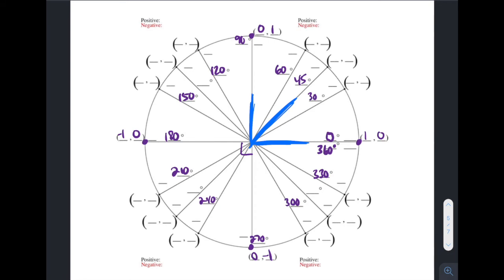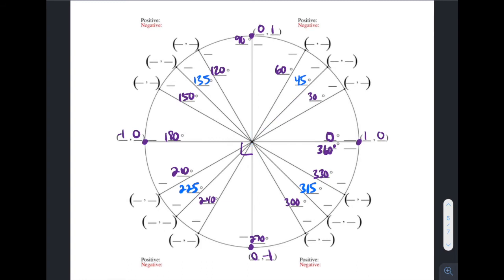So what do we have? Well, again, this one right here is 45. If we go another 45, that's 90. Another 45, that's 135. Going another 45, that's 180. Another 45, that's going to put us at 225. If we go another 45, that's 270. Another 45, that's going to be 315. And then if we go another 45, we're back to 360, and we've done that whole circle.